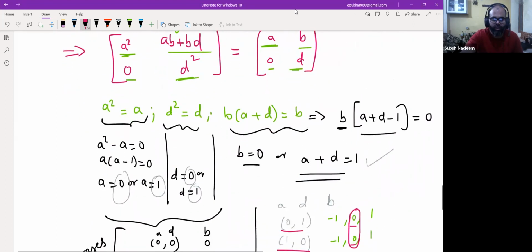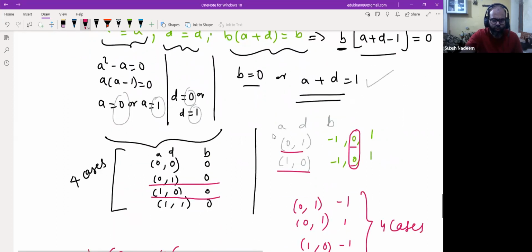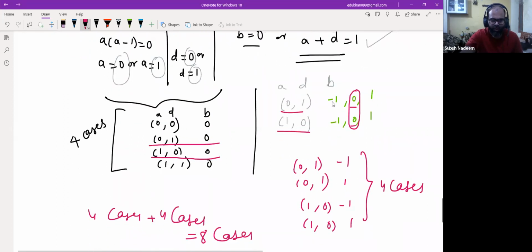Anyone having doubt in this? Okay, just write this end portion at least, the final result, or I'll be back in 2 minutes. Just write this down.